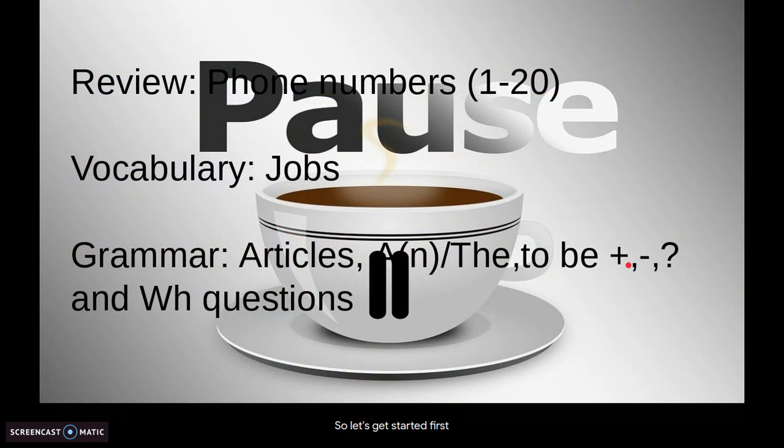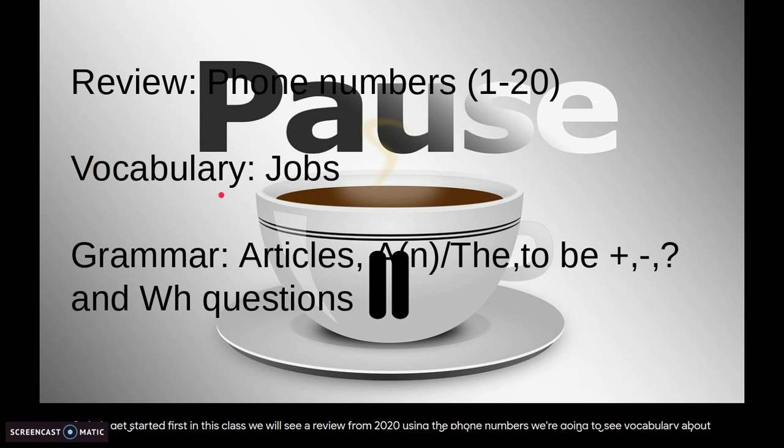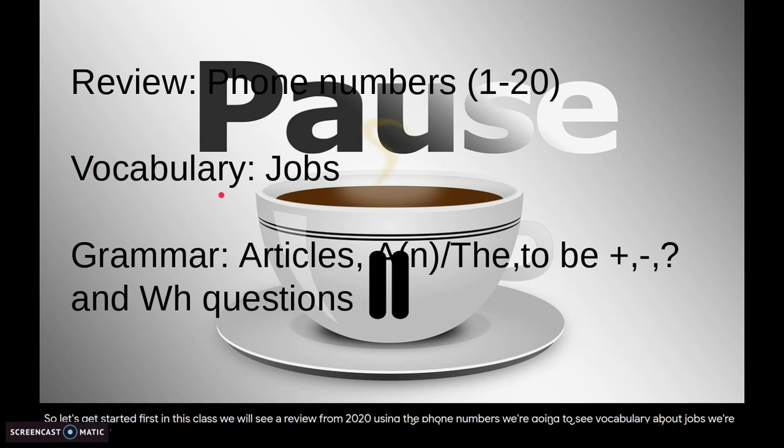First, in this class, we will see a review from 2020 using the phone numbers. We're going to see about jobs. We're going to use articles, the verb to be affirmative, negative, interrogative, and some WH questions. In this particular case, it is going to be what.